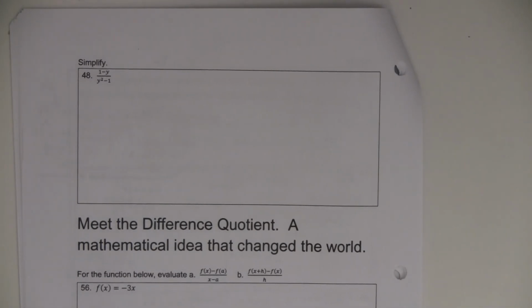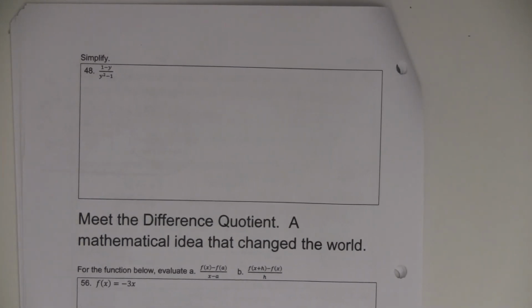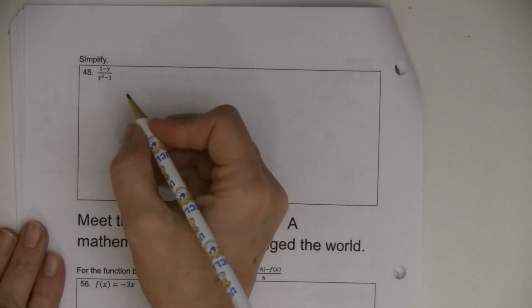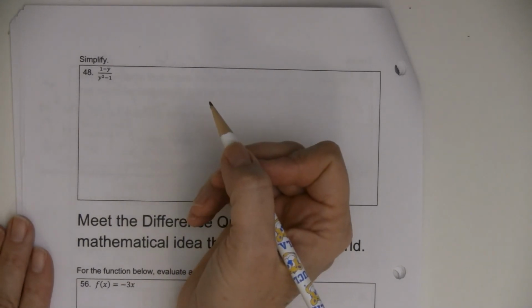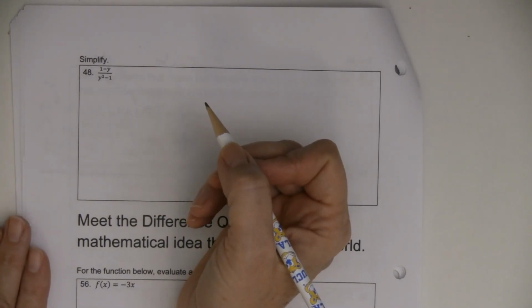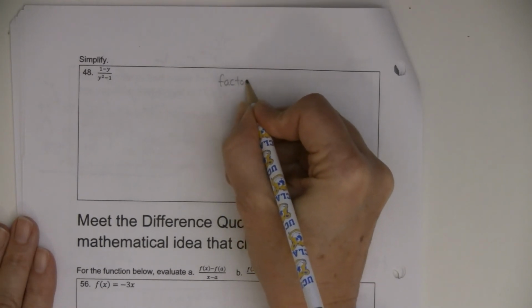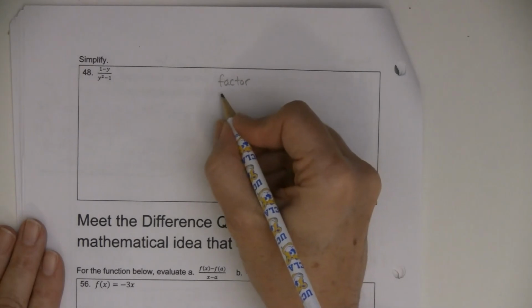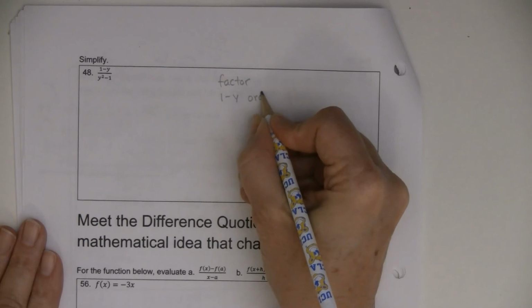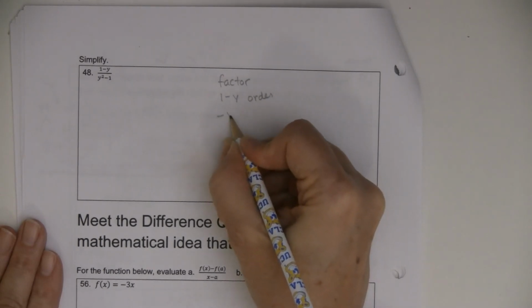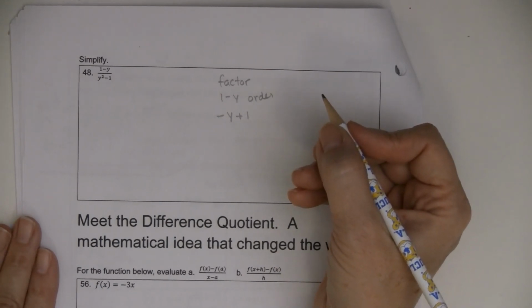48 is asking us to simplify, and so we're going to give a try to simplifying here. I look at that numerator there, and in order to simplify something, you need to factor the numerator and factor the denominator. And when I look at it, I'm thinking, does that factor? And I hope that you guys are saying out there in YouTube land, it's out of order, right? Put it in order. And if I put it in order, that'd be negative y plus 1.